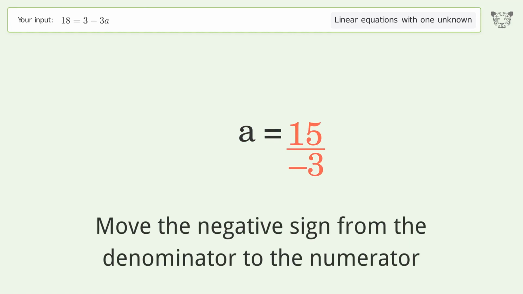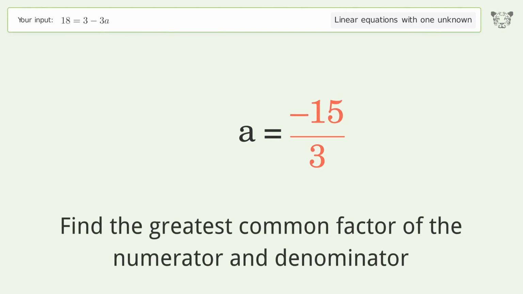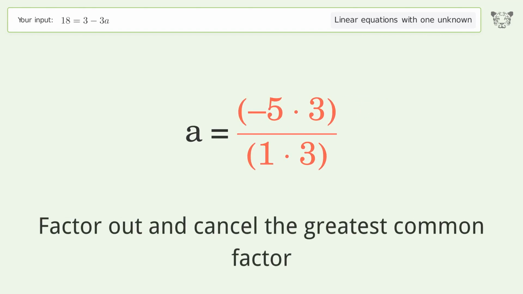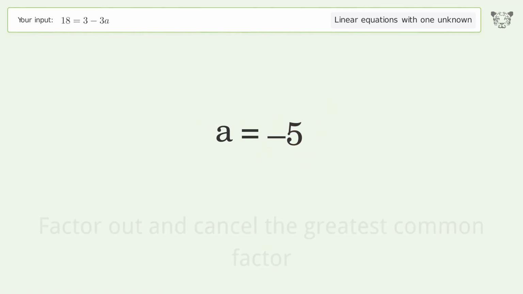Move the negative sign from the denominator to the numerator. Find the greatest common factor of the numerator and denominator. Factor out and cancel the greatest common factor. And so the final result is a equals -5.